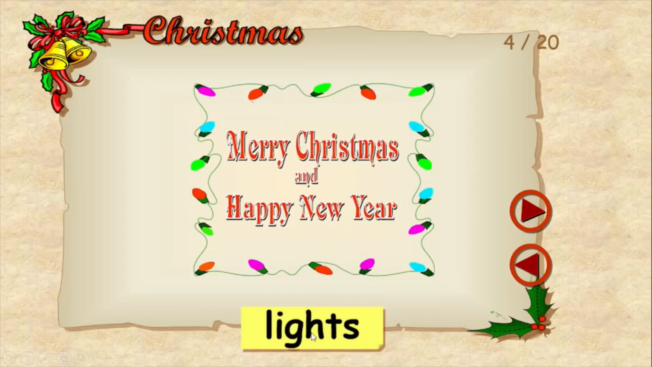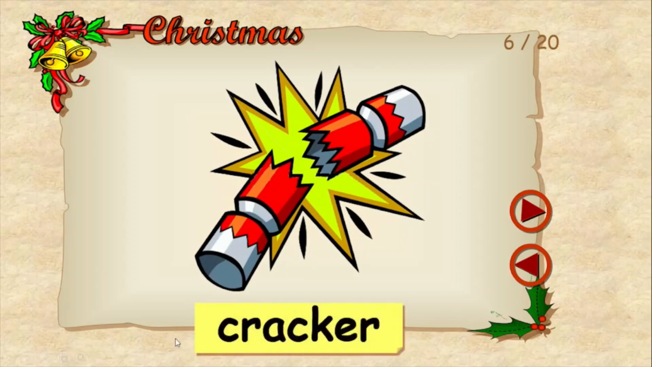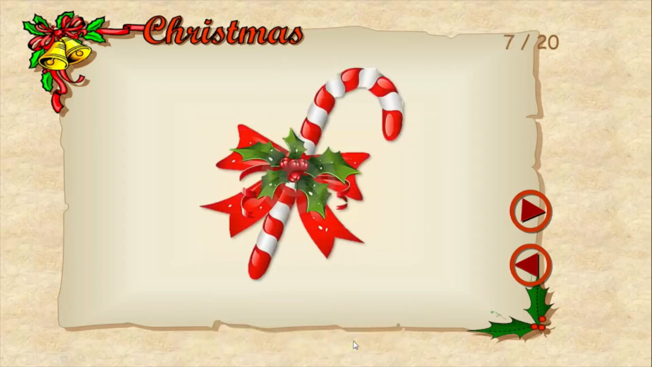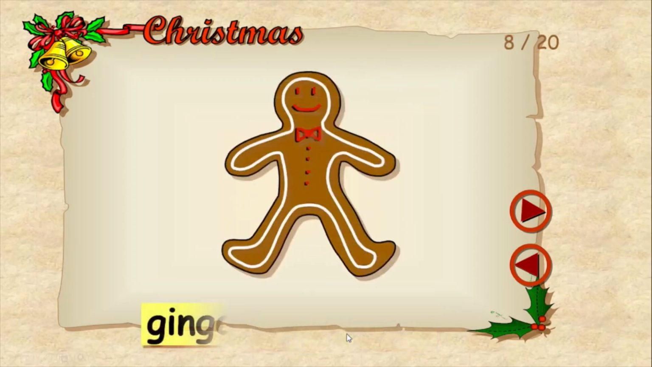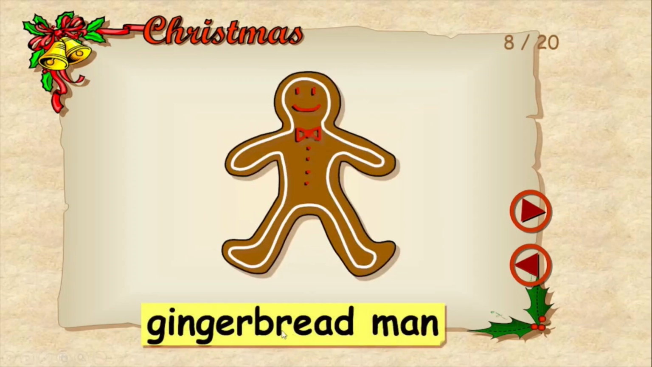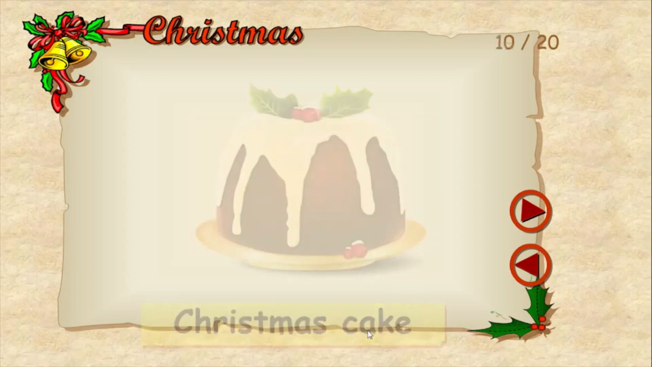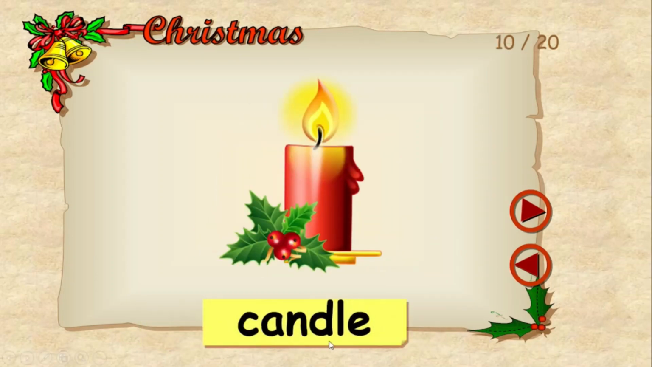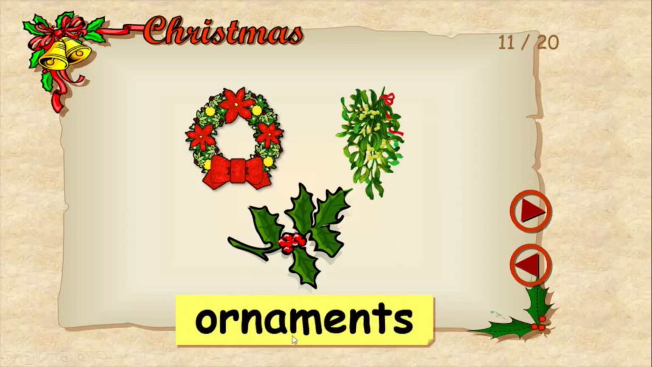Lights. Christmas bubbles. Crocker. Candy cane. Gingerbread man. Christmas cake. Candle. Ornaments. These are the things that you can use in decorating your Christmas tree or your house.